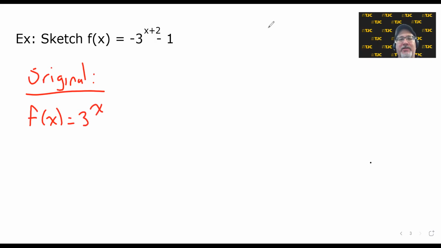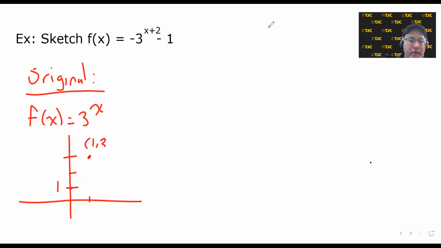Which I can tell because the base of this is 3. If we stripped off the minus in front, the +2 on the x, and the -1 at the end, this would be our original function. And I know a lot about this original function. I know it has a y-intercept at 1. I know its base point would be 1, 3. Its y-intercept would be 0, 1. I'm erasing the 1 because I want to put the ordered pair 0, 1 here.